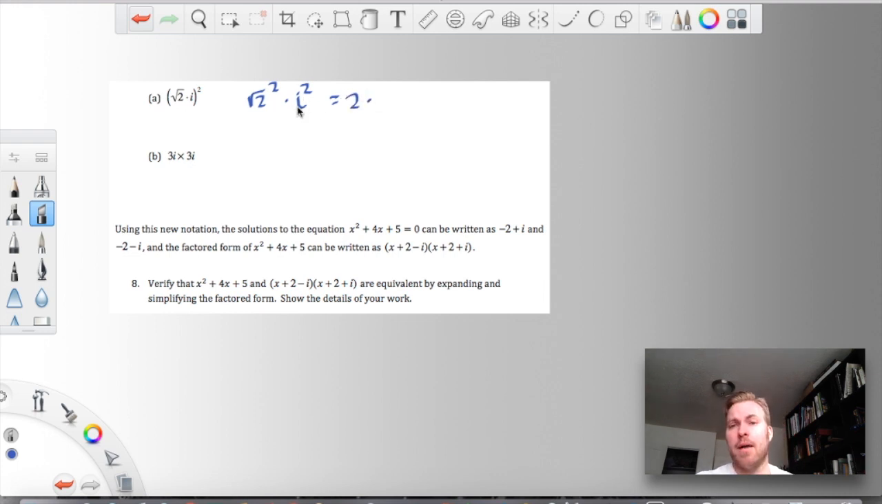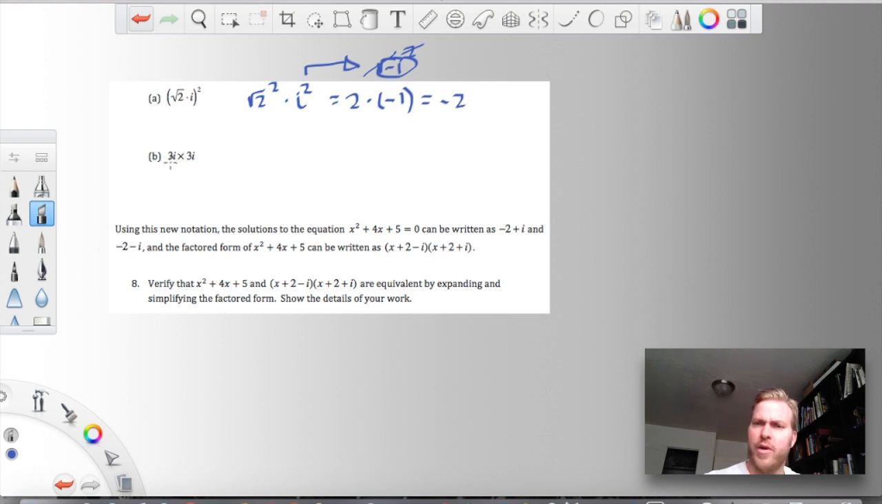And we spent a bit of time just barely going over this, and i squared, hopefully this makes sense to you. Remember that i is really the square root of -1, and we're squaring that. So my square and my square root just cancel out, and I'm left with only that -1 on the inside, right? So I'm going to have 2 times -1, which is going to give me -2. Okay, I hope that's making sense, guys. Let's take a look at this next one here.